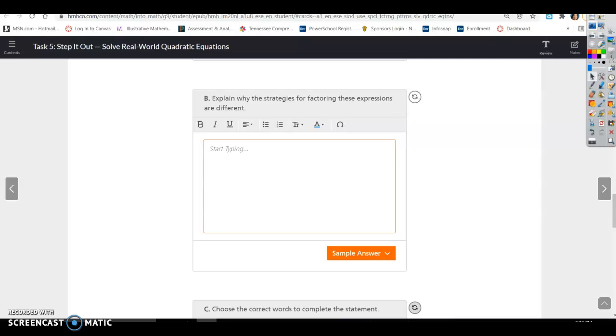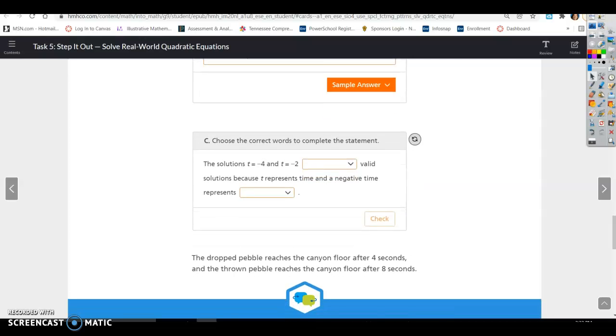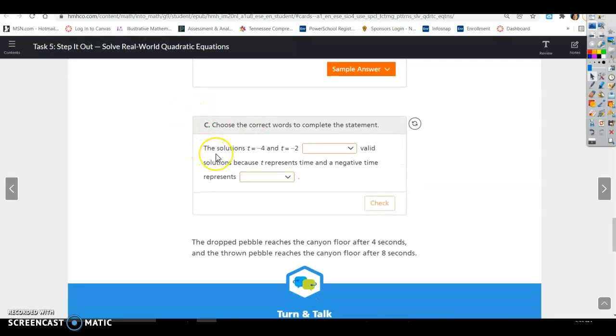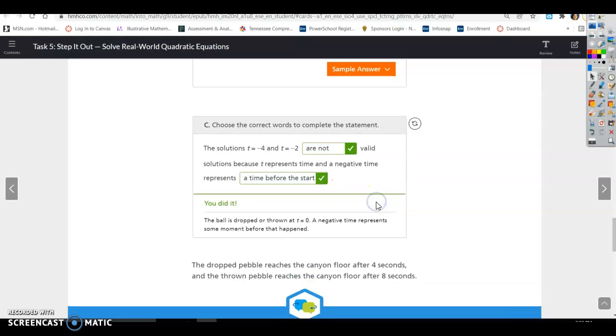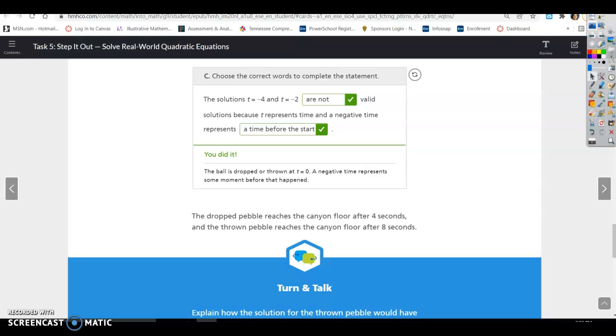If you remember, over the past several lessons, we've learned lots of different ways to factor, so you just have to look at an expression and decide what works. All right, so the solutions negative 4 and negative 2 are not valid solutions because t represents time and a negative time represents a time before the start time, and that's not going to be a valid solution. So it says the dropped pebble reaches the canyon floor after 4 seconds, and the thrown pebble reaches the canyon floor after 8 seconds. All right, that's all for task 5.